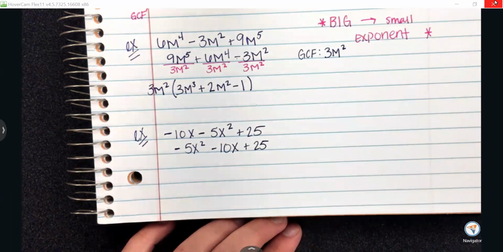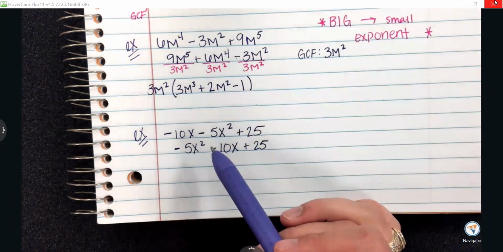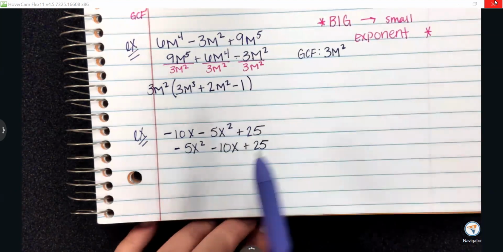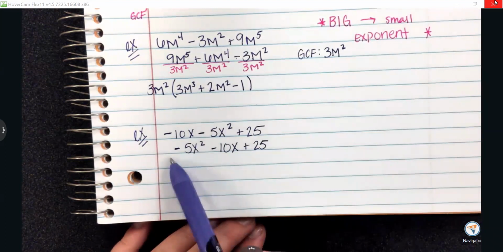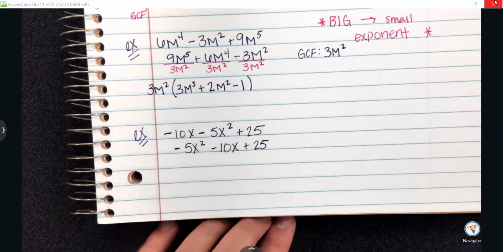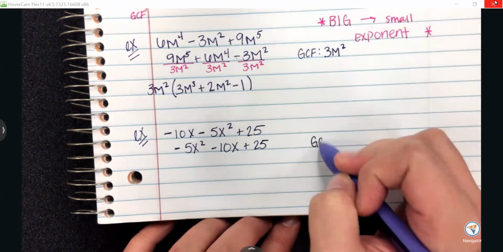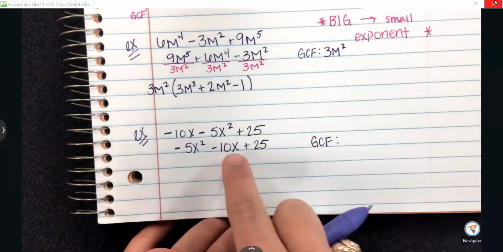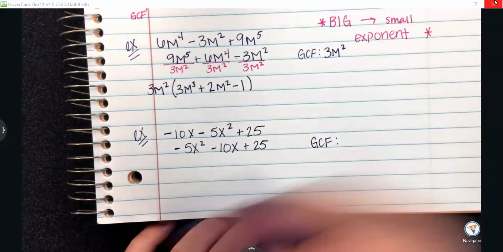Why does the x squared have to come first? It's the biggest exponent, okay? Exponent, not coefficient. I don't care about the big numbers right now, okay? Here's where I need you to freeze and listen. Your GCF. I have a 5, a 10, and a 25. What can I divide all those numbers by?